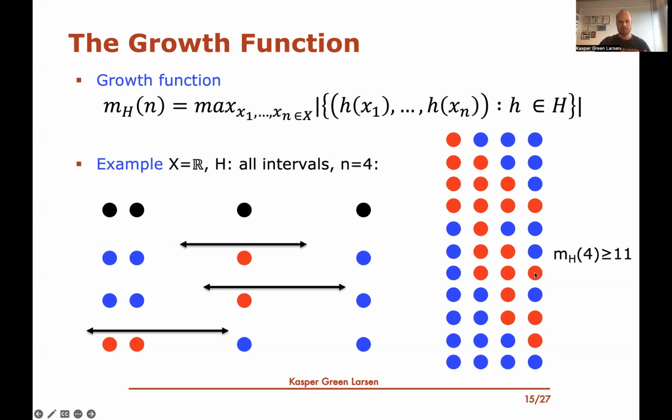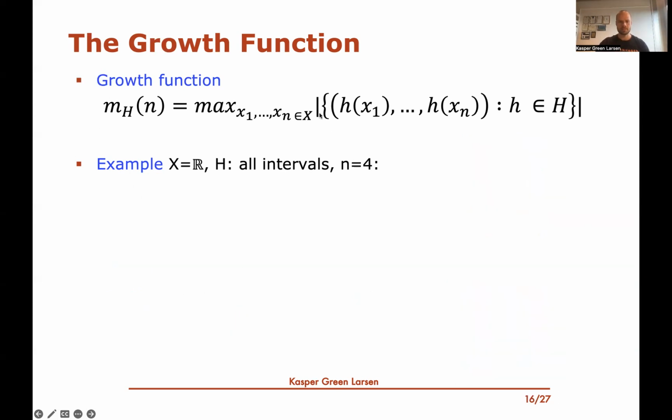So the growth function here for 4 points is at least 11, right? Because I can generate 11 different dichotomies on these 4 points, in this example here, and we're taking the maximum in the definition of the growth function.